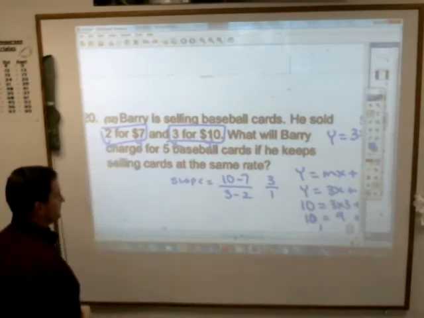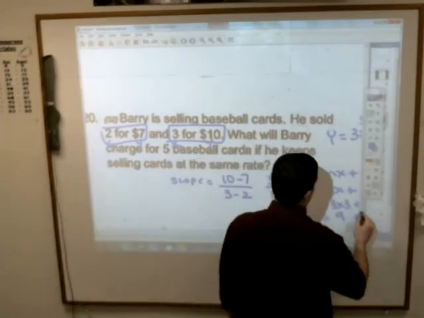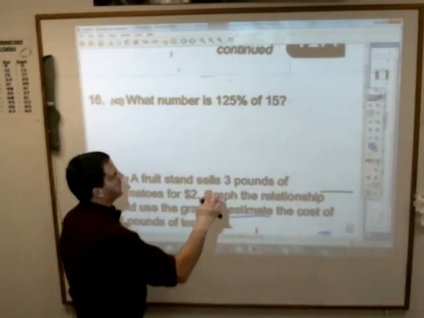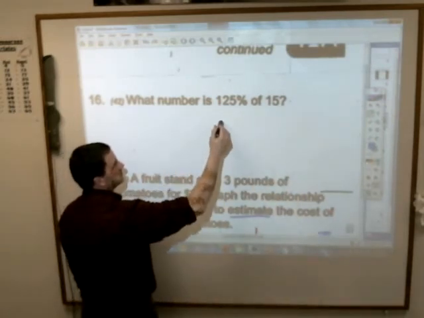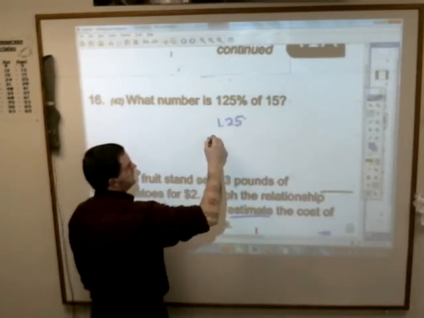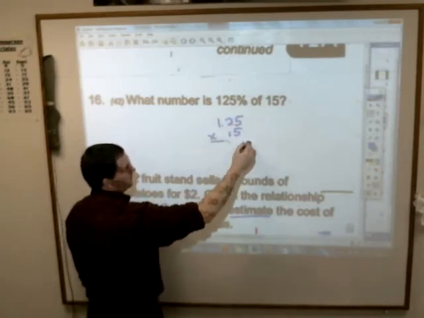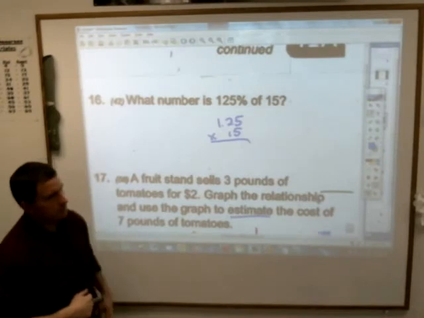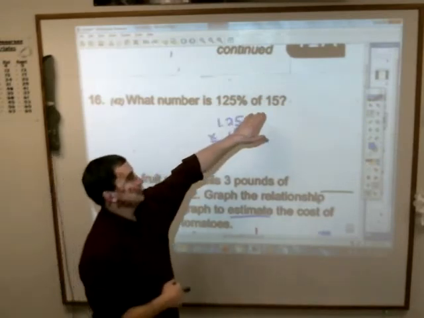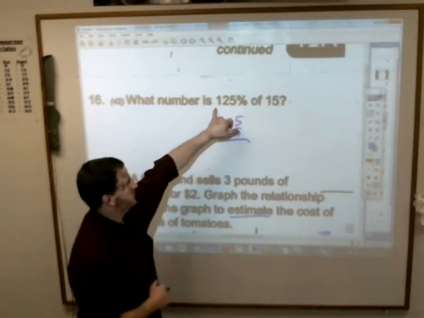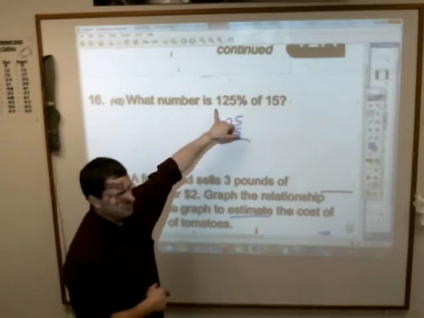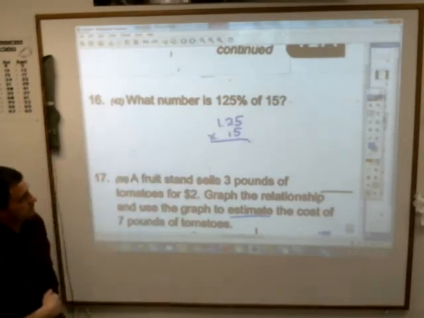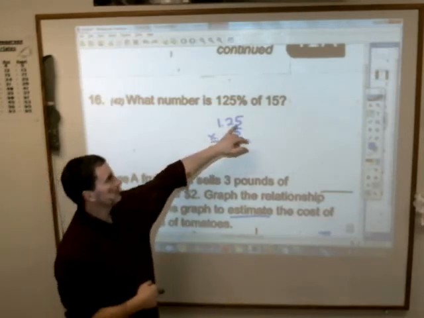Yes. 16. I think I got my decimal wrong. Did you change this to a decimal? 1.25 times 15. Oh, I just did like 1, 2, 5. No, that would be way small. You might move it 2 places back. 125% means you're going to get bigger than 15. If you did 0.125, you actually did 1/8 of 15. It would end up with like 2 something. Yeah, I got 1.87. No. You have to only move the decimal back 2 places.